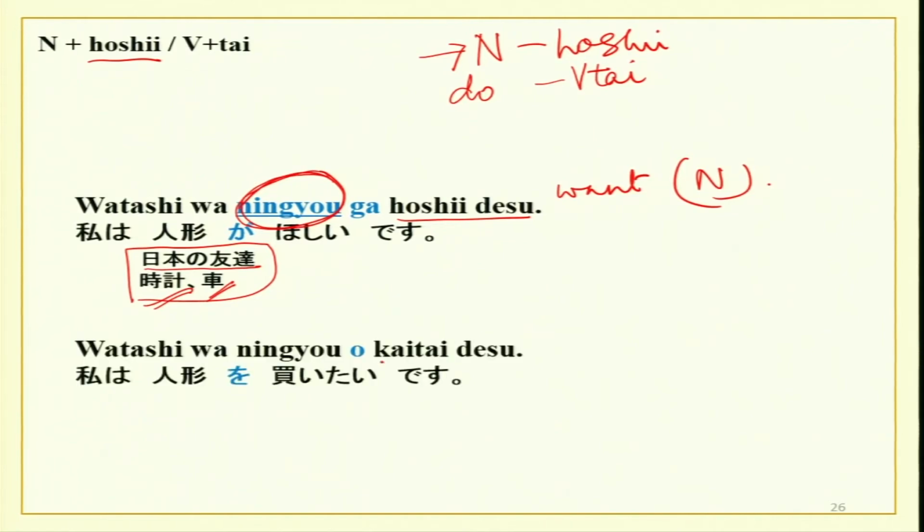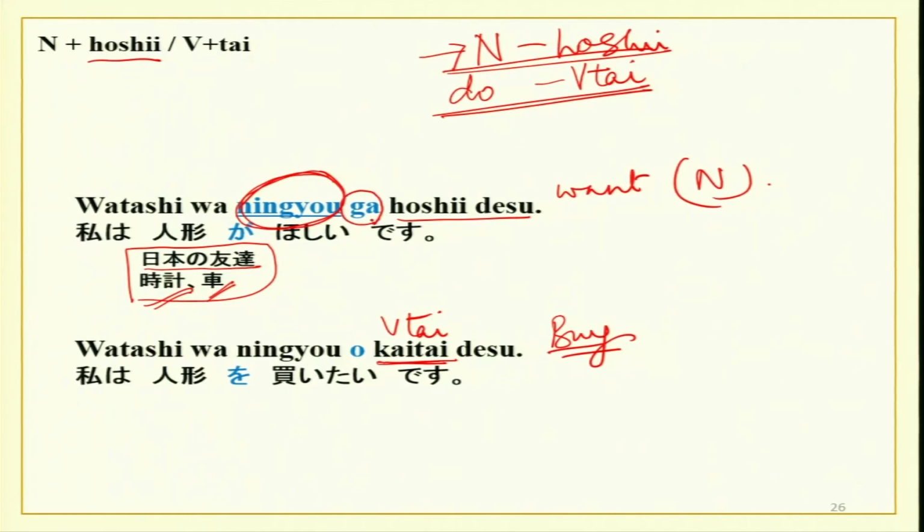Now, with kaitai or verb in tai form, it is watashi wa ningyō o kaitai desu. I want to buy. So, that action is involved over here. The basic difference is that you want to do something with tai form and you just want with hoshi. Now, another difference over here, I am sure which you can see very clearly, is with hoshi ga is used, and with tai form of the verb o is used.